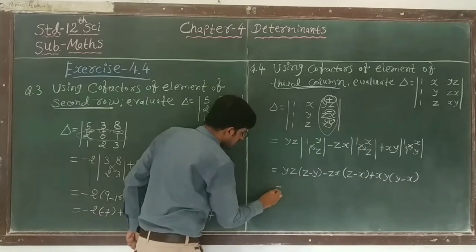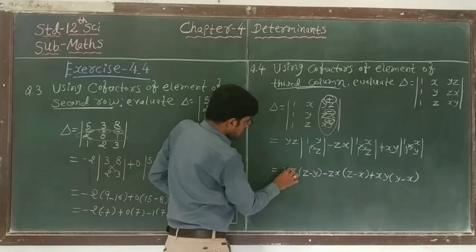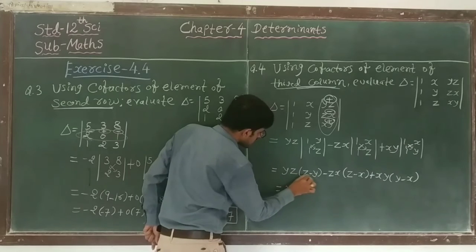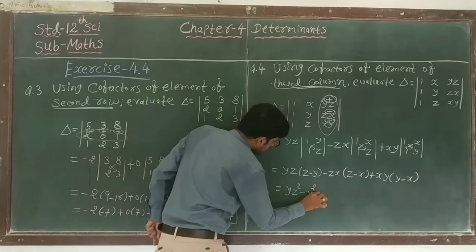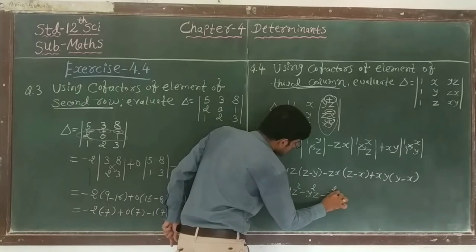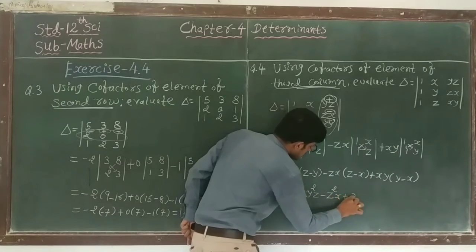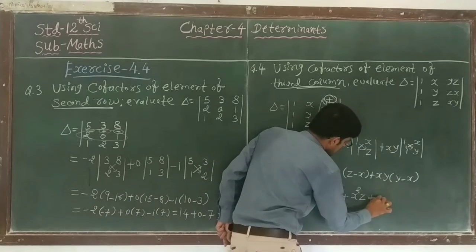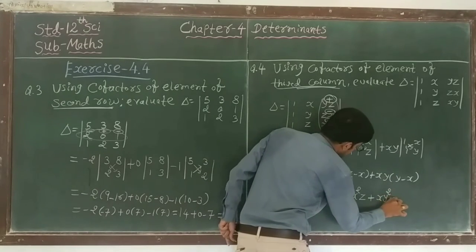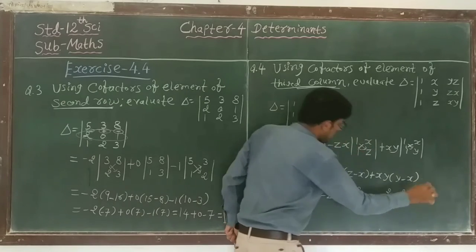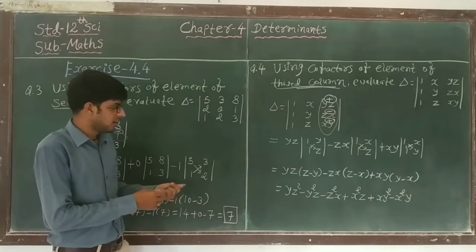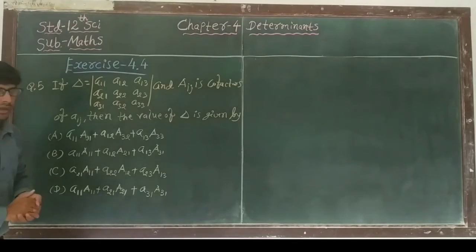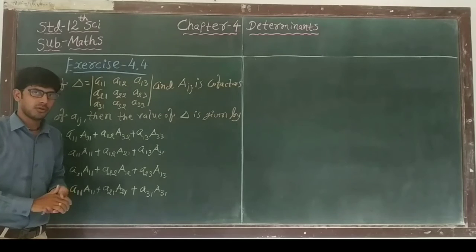Now we have to simplify. It gives yz square minus y square z minus z square x plus x square z plus xy square minus x square y. Now it gives the answer. Next, the last question of exercise 4.4.